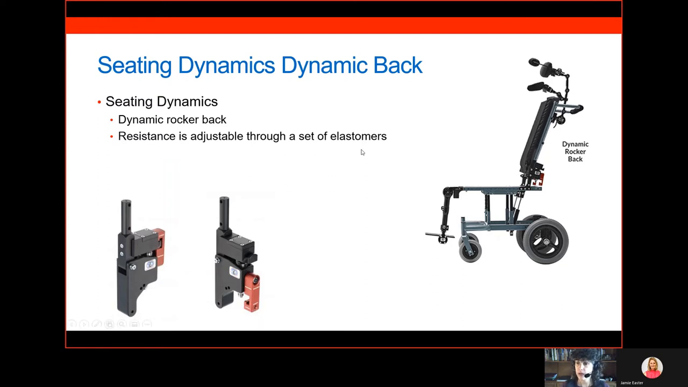You can see the pivot point starts rather high up, again in an effort to minimize loss of position of the client. On the left here, you can see it is in the locked or unlocked position. Many dynamic backs have a lockout. The main application for this is transportation. If someone is being transported within the chair, we lock out the back to rigidize it so there's not excessive movement in transportation. Most of the time, you're going to leave this unlocked so the client can move readily.